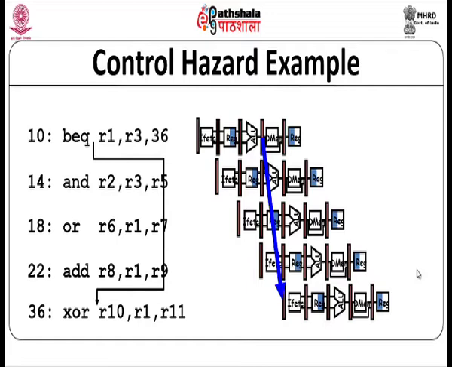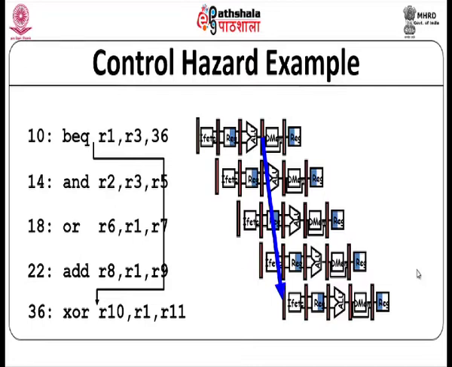So, by the time the branch has been resolved, which happens in the third stage, the ALU execution stage, where you do the comparison and calculate the target address, and it is only during the fourth stage that the PC actually gets updated. Now, by then you have already fetched all these instructions. You already fetched the AND instruction, the OR instruction, and the add instruction, and they have also moved on to the other stages. So, now you have a problem.